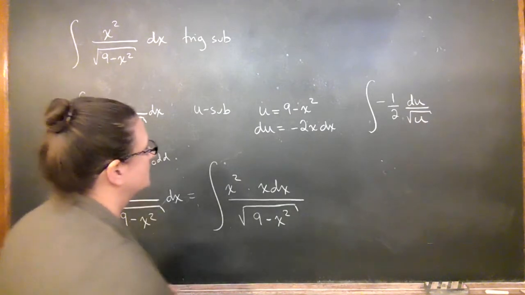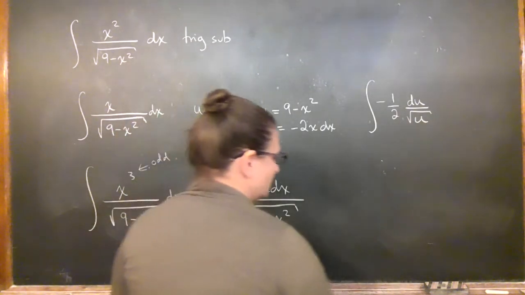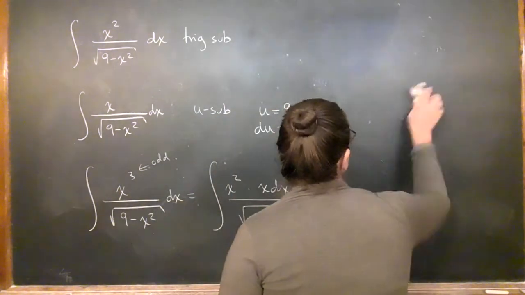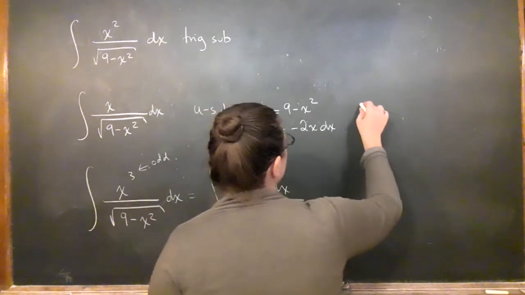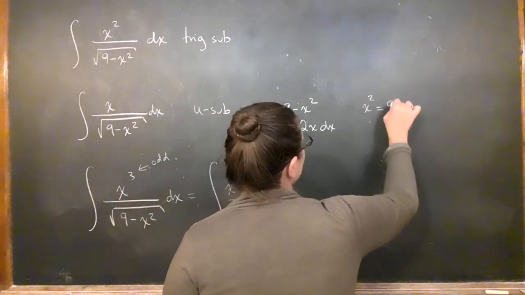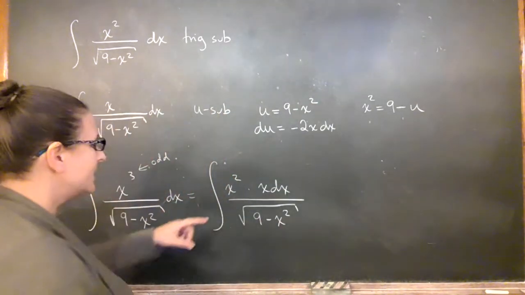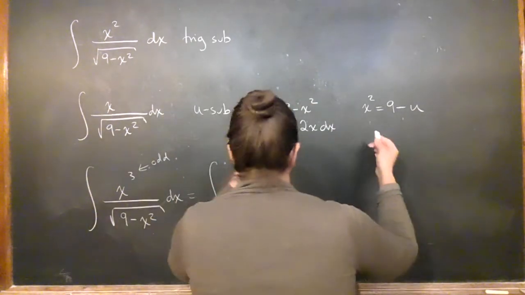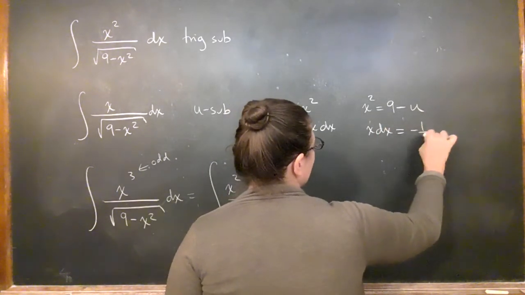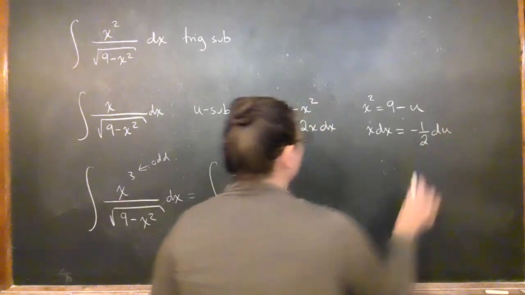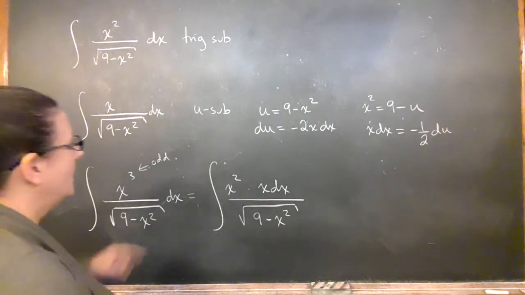So let's do that. Let me get rid of this, and then I can write it here. So then I have x squared is 9 minus u, if I just solve for x squared. So I can substitute, and this one I can also just do x dx is minus 1/2 du. We did that in our head, but I'll write it there just because I want to make sure I get all my minuses straight again.